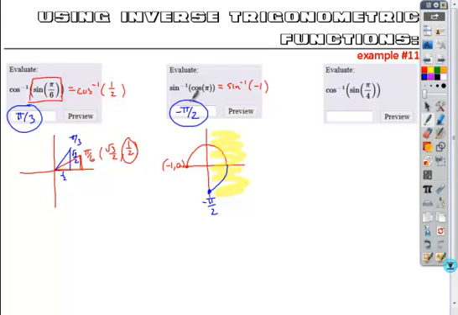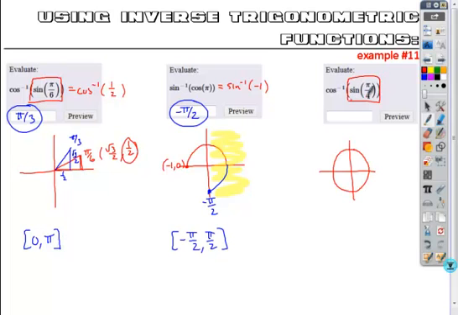Why wouldn't it be 3 pi? Because the inverse sine is only defined between -pi over 2 and pi over 2. So remember, the inverses have domains restricted to them. The inverse cosine is only defined from 0 to pi. So your answer has to be in those domains.